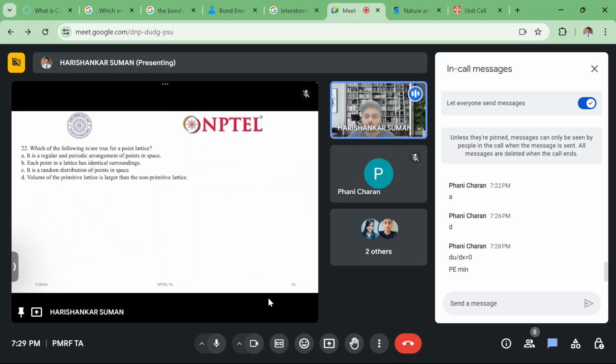Which of the following are true for a point lattice? It is a regular and periodic arrangement of points in space. Each point in the lattice has identical surroundings. It is a random distribution of points in space. The volume of the primitive lattice is larger than the non-primitive lattice. Which of the following is true for a point lattice?